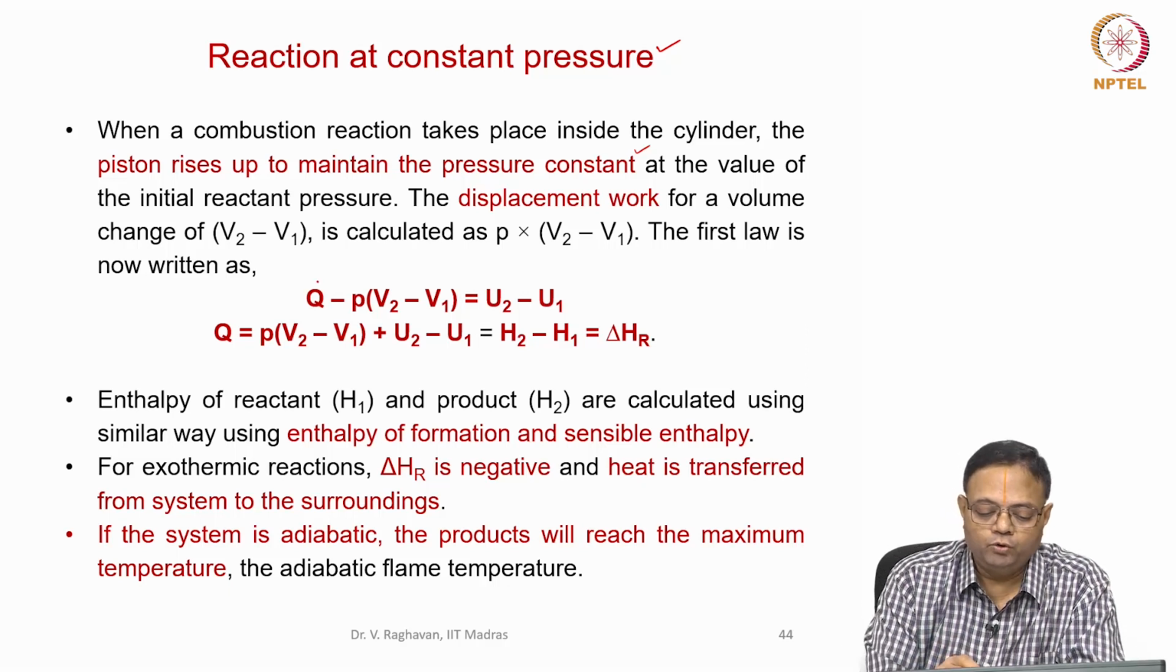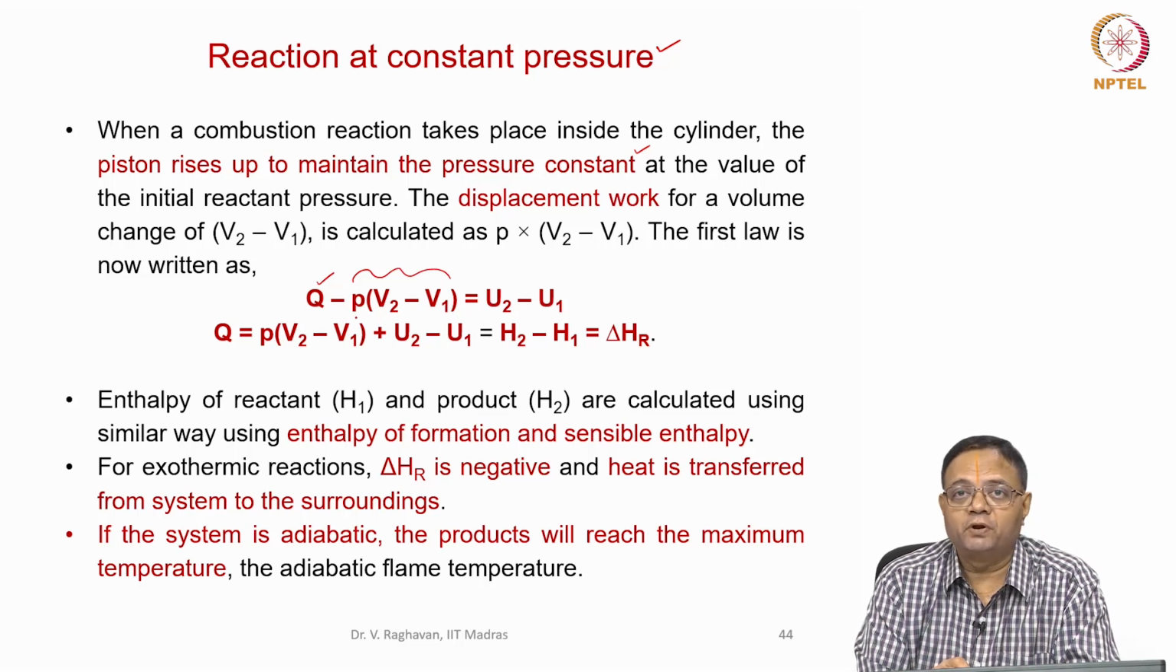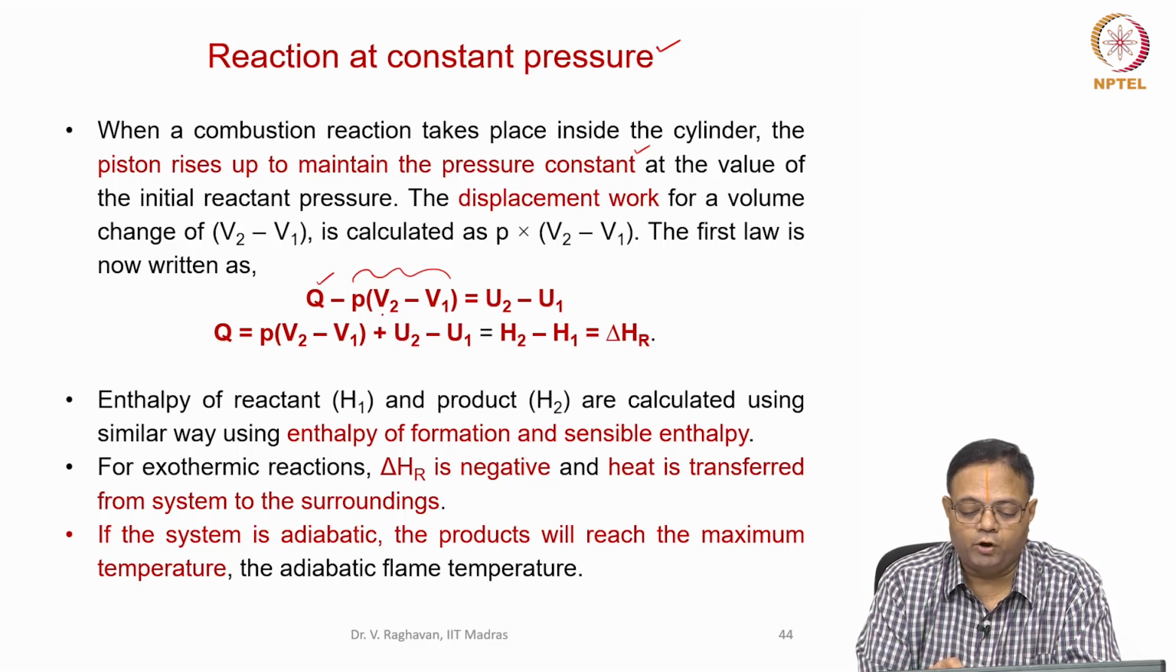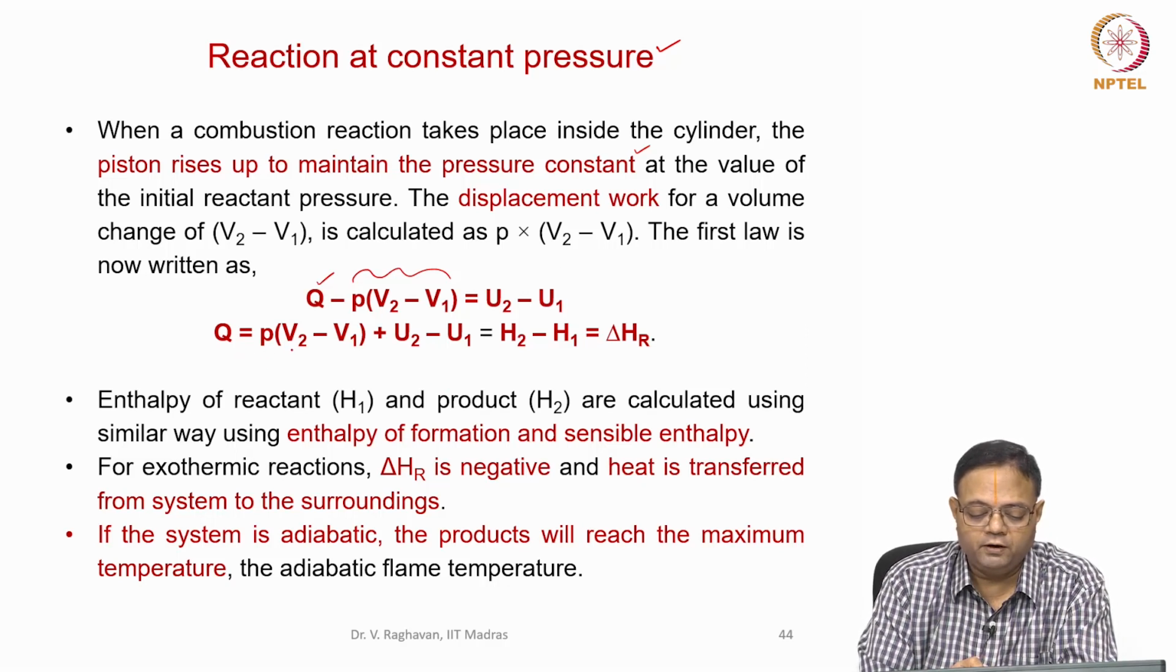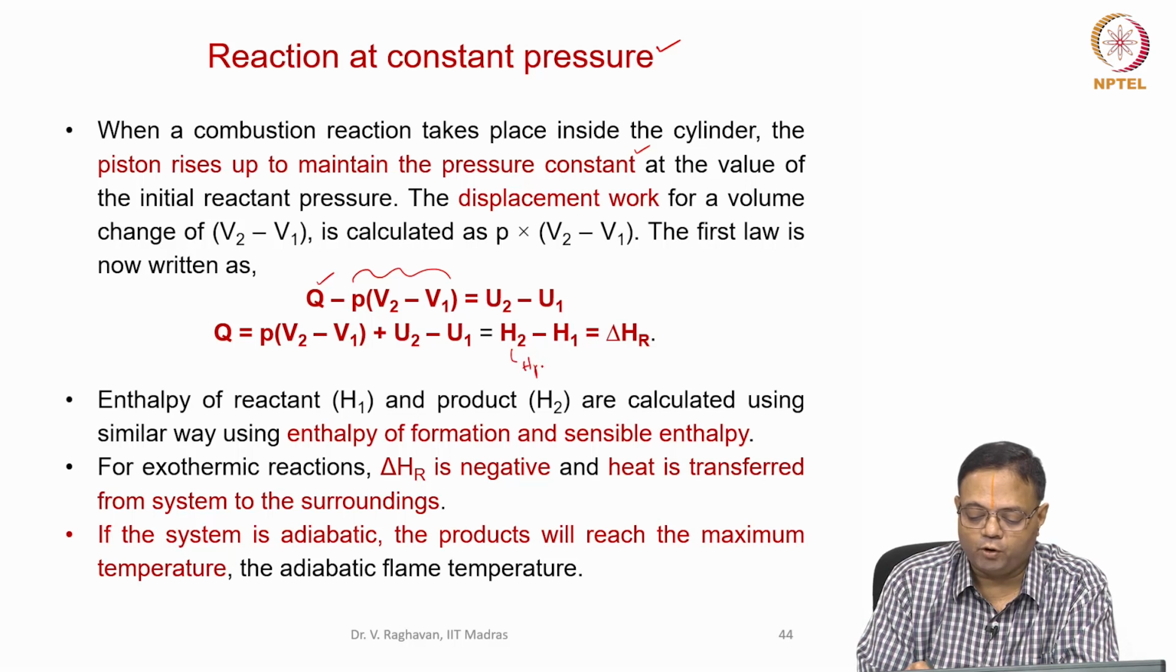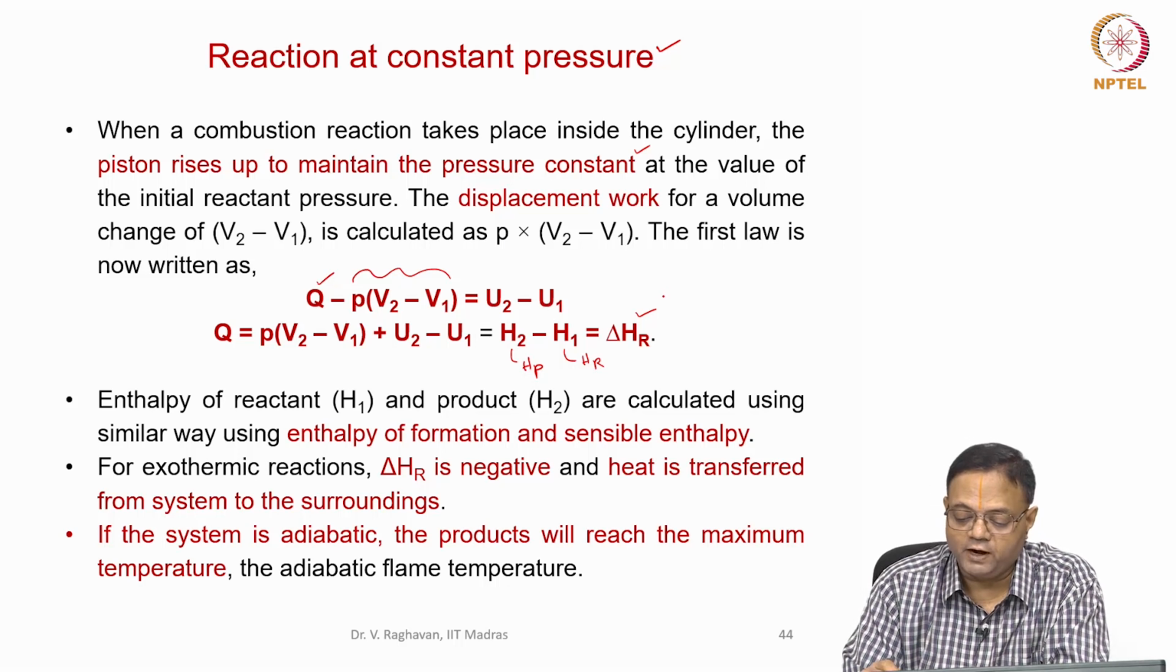So, as I told you, Q minus W is written as P, what is the pressure at which the combustion takes place, the constant pressure, into the final volume after the products are formed minus the initial volume when the reactant is initially present, equal to U2 minus U1. Now, I write this as Q equal to P delta V plus delta U, which is nothing but delta H, that is H2 minus H1. This is the enthalpy of the products and this is the enthalpy of the reactants, and this I call the heat of reaction.